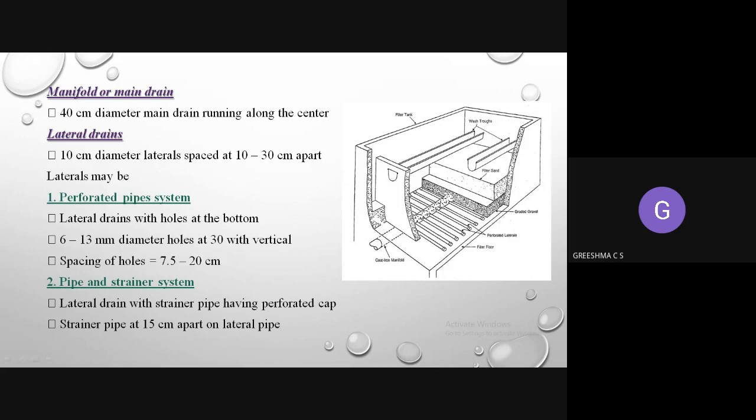That means the bottom portion consists of manifolds and main drains. Sorry, manifolds and lateral drains. So this is the manifold and this is the lateral drains. These lateral drains have perforated pipes and a strainer system. That means the pipe with the perforated caps, the hole-like caps.